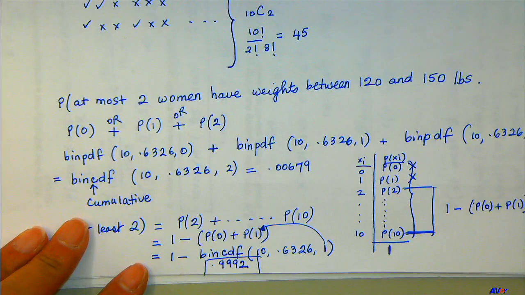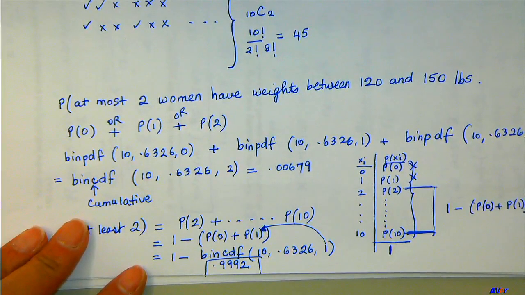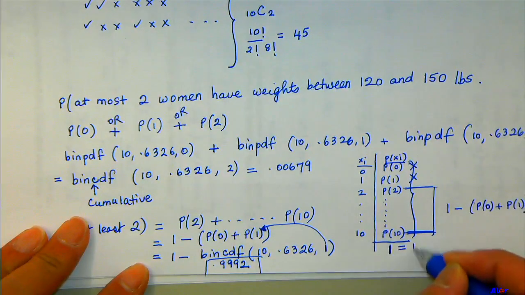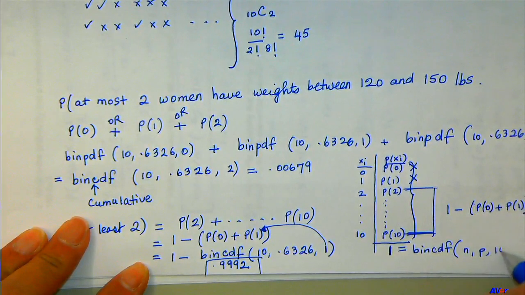Probability of 10 cumulative, so binomial CDF of N, P, 10 would be 1, yes. Meaning 10 or 9 or 8 or 7 or 6 all the way down to 0. That adds up to 1. So why don't I write that here? It is equal to binomial CDF of N, P, 10.